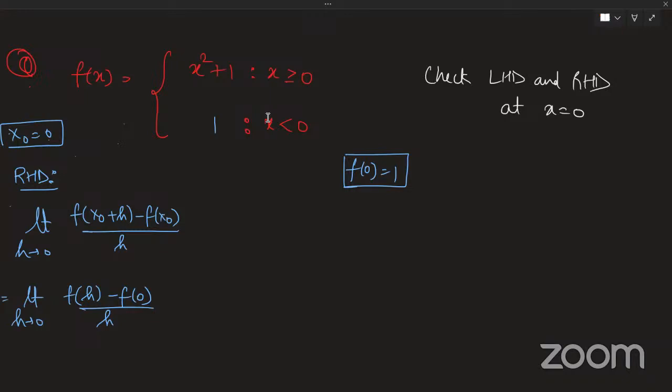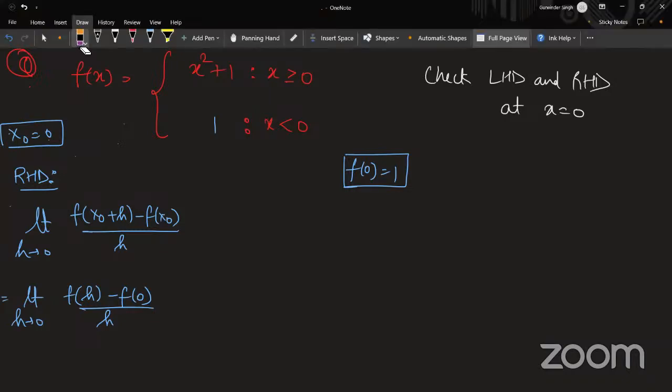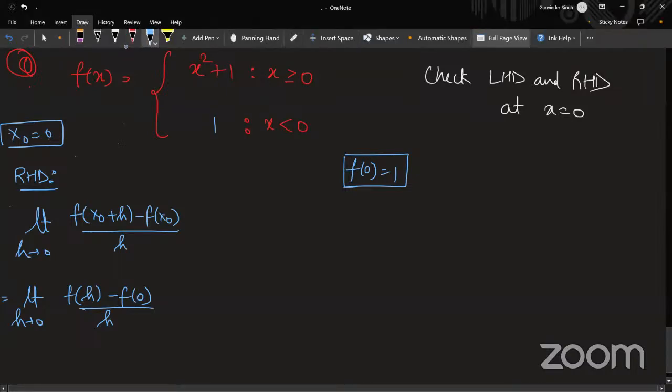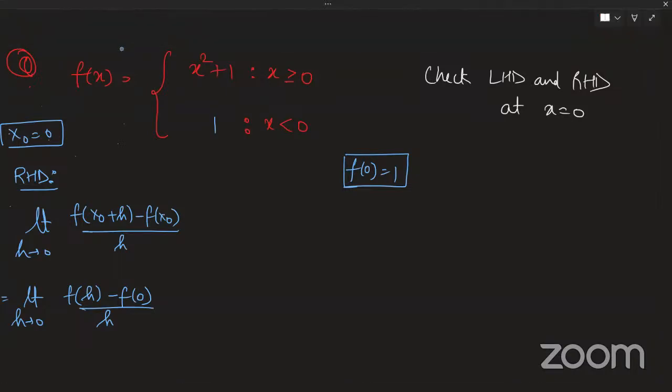Sir, because they asked only 0, sir. The LHL will tell, LHL is only 1, sir. Then LHL equal to f of 0. Okay, your answer is partially correct. h is just the distance between 2 points, so that is very less, sir.